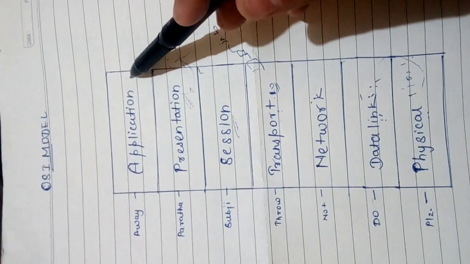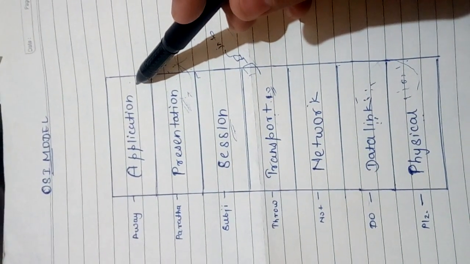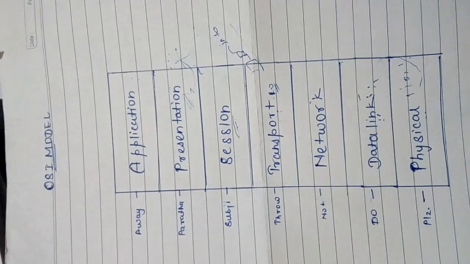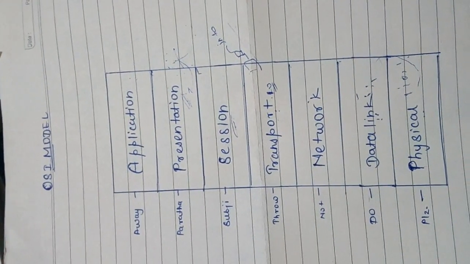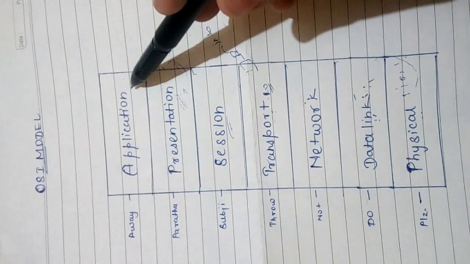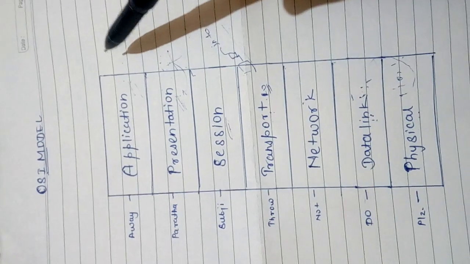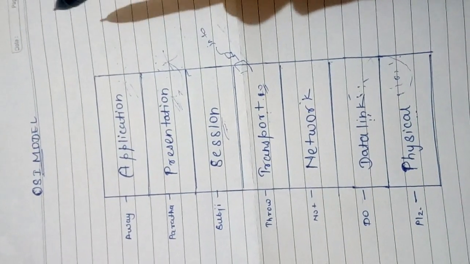And the seventh layer is the application layer. The application layer is the topmost layer, which provides applications with various services like email and so on.